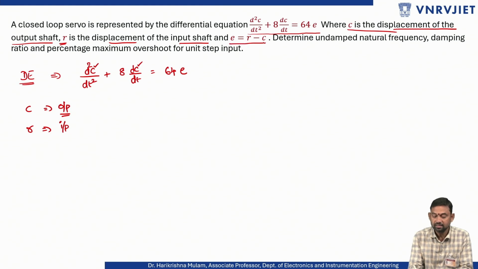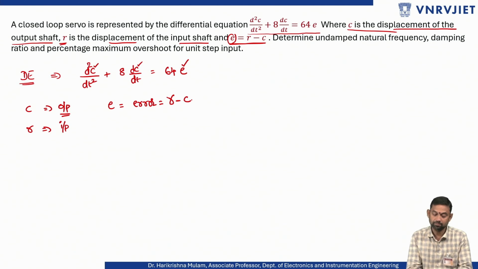And E is the error present in the system. Error present in the system is the difference between input and output. Input actually corresponds to the desired output and output is the actual output. The difference between the desired output and the actual output is called error. So here, E is the error present in the system, which is the difference between input R and output C.